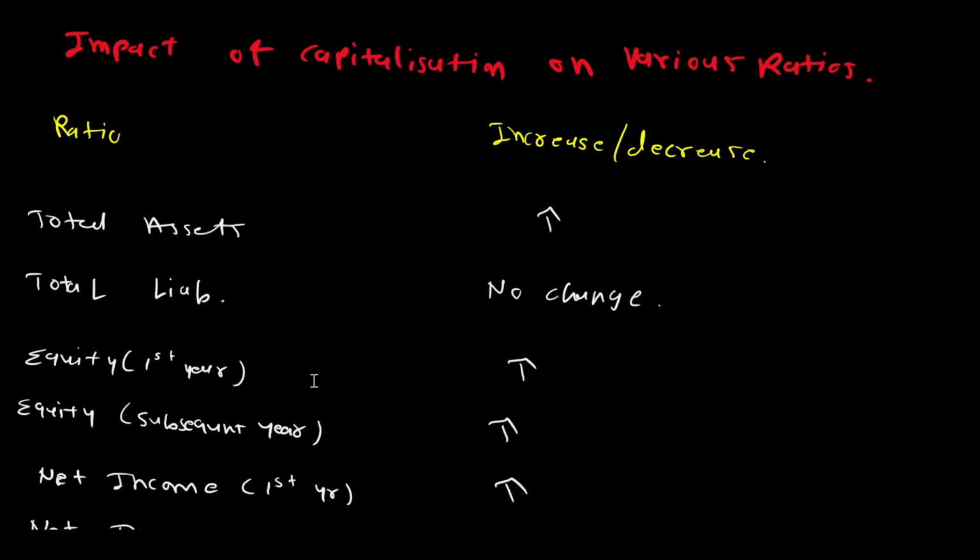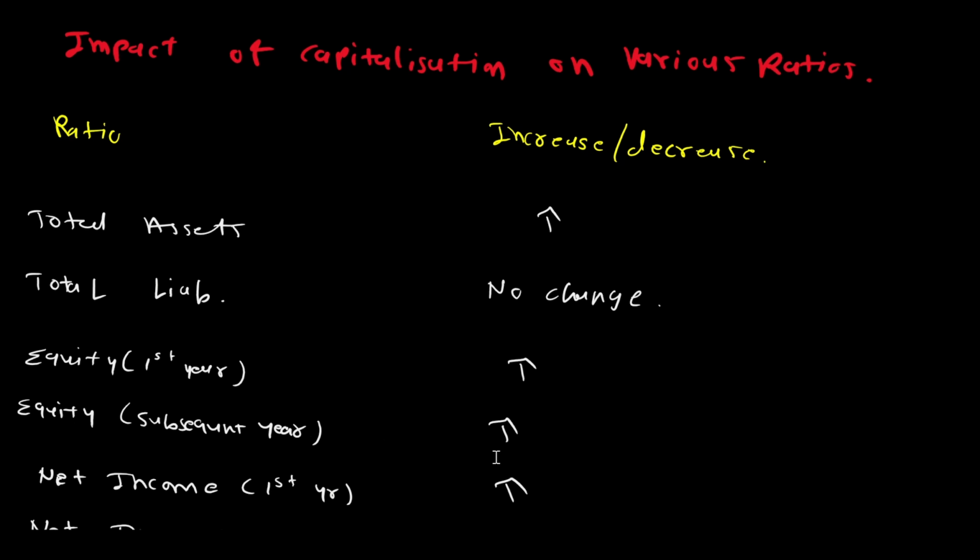So my equity is part of retained earnings and the shareholder equity. So my profit will be higher and my equity will be higher. In the subsequent years also it will be higher because it's cumulative. The equity part is cumulative. For example, I have capitalized in the first year, so its profit is more, and in the second year also.